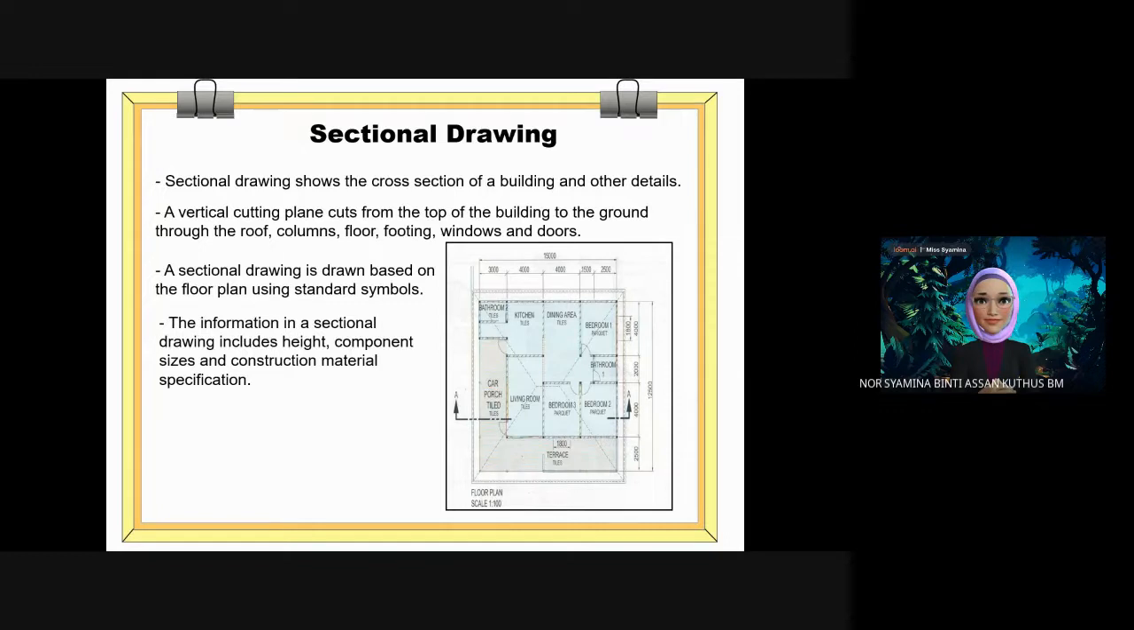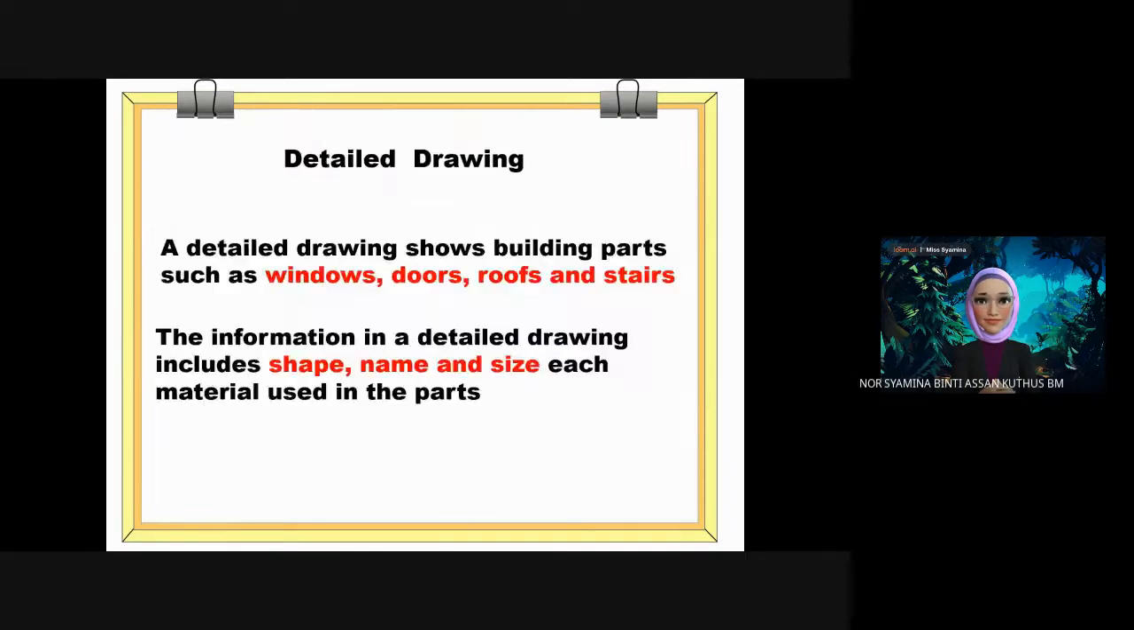What's important is for us to identify where the section is being cut through, for us to see its side view, how it looks from the side. It's for specification of what type of material and how much material is needed. So usually the sectional drawing is used for that type of usage. Information in a sectional drawing gives us the idea of the height, the component sizes, and also the construction material specification.